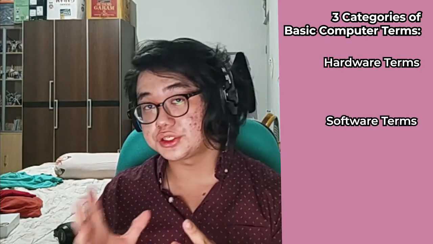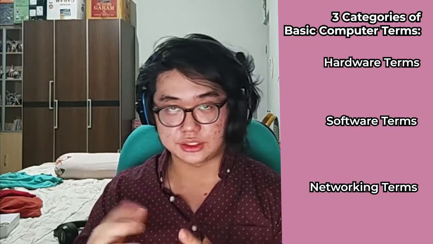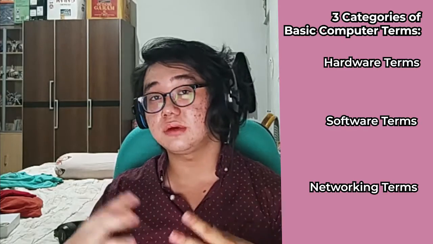I divide the basic computer terms into three categories. The first one is hardware terms, the second one is software terms, and the third one is networking terms. First, let us learn about the hardware terms. In hardware terms, there are CPU, memory, disk space, circuit, PCB, pixels, and etc.